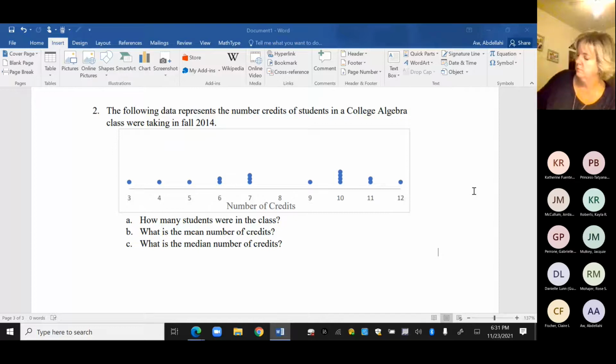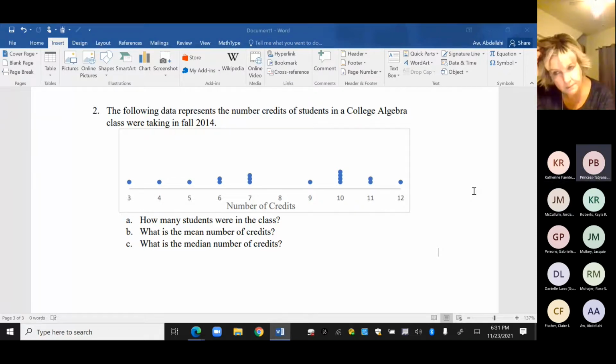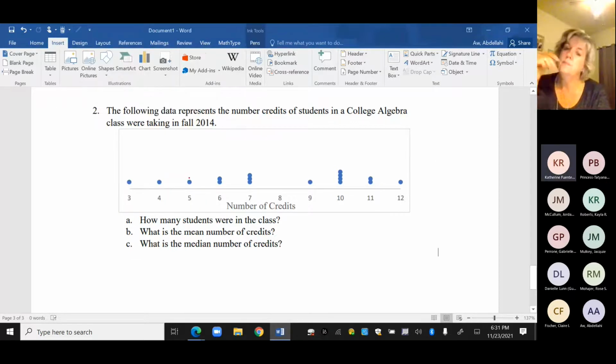Hi, everybody. How many students were in the class? 16. So we just add up the number of dots, right? We have 1 here. We have 2, 1 plus 1, plus 2, plus 3, plus 1, plus 4, plus 2, plus 1, right? 3, 6, 8, 10, 16.